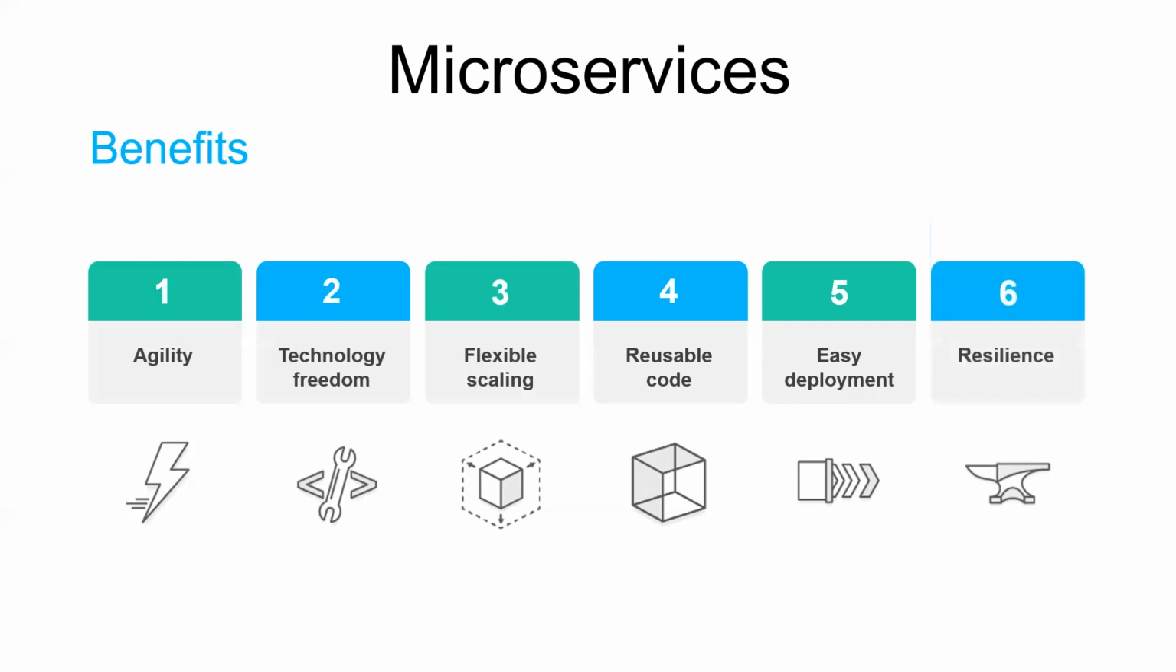And the last and not least benefit is resilience. Service independence increases an application's resistance to failure. In a monolithic architecture, if a single component fails, it can cause the entire application to fail. With microservices, applications handle total service failure by degrading functionality and not crashing the entire application.